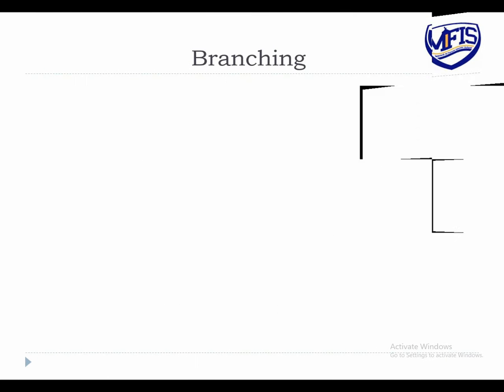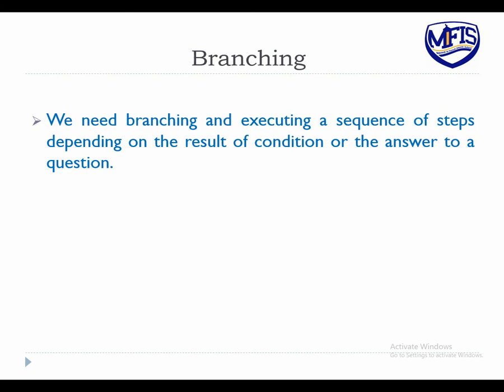We previously learned in the first term flowcharts, where we need branching: executing a sequence of steps depending on the result of a condition or the answer of a question. You will find that writing the code of branching is just applying the algorithm with adherence to the general syntax rule used. To express branching programmatically, we use special statements or structures. What are they?